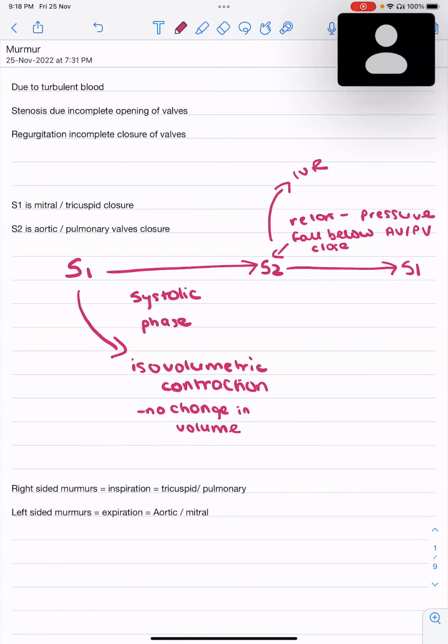S1 is the first cardiac sound. It's related to mitral and tricuspid valve closure. Whenever these two valves close, they make the S1 sound, and whenever the aortic and pulmonary valves close, that sound is called S2. I hope I'm clear with this. Anyone having any doubts till now?